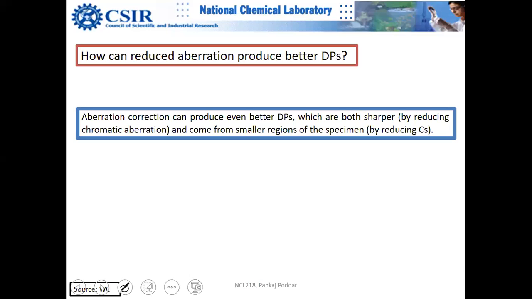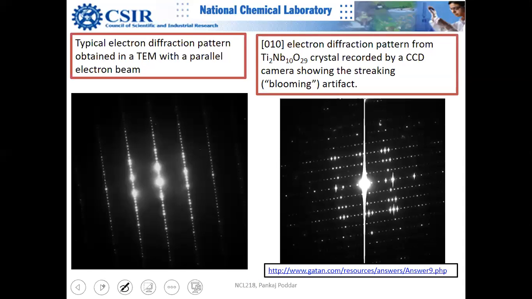So you can reduce aberration and produce a better diffraction pattern. Aberration is always a problem, spherical aberration and chromatic aberration. If you are rich, you can do that. Yeah. So these are some typical electron diffraction patterns. Okay, you can see how beautiful electron diffraction patterns are. So you can get them.